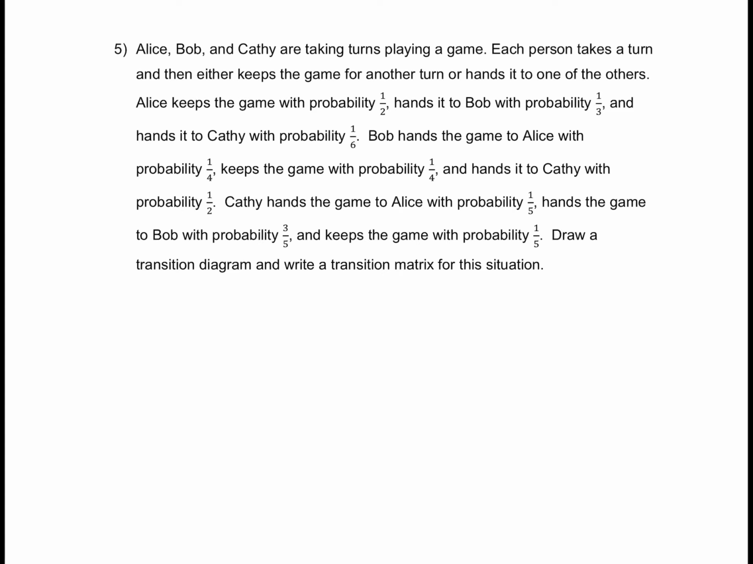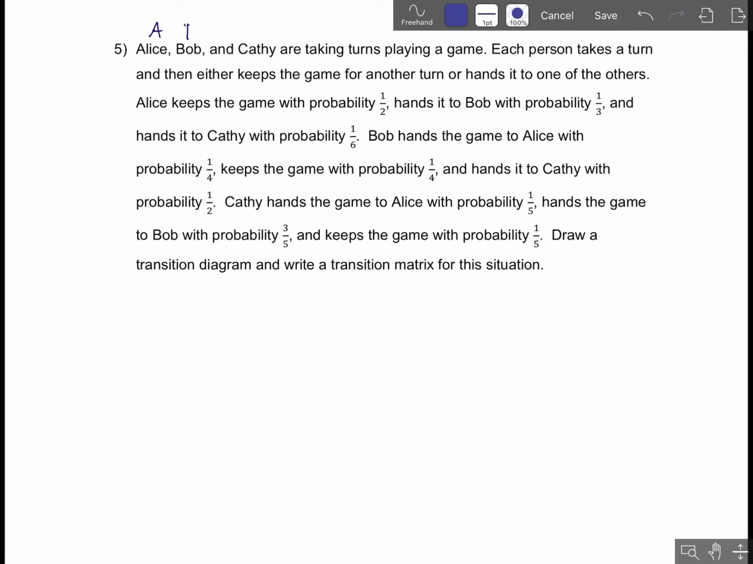So Alice, Bob, and Kathy are taking turns playing a game. I'm going to just label them A, B, and C for convenience. Each person is taking a turn, and then they either decide to keep the game for a second turn or hand it over to one of the others. And we have these transition probabilities given to us in the prompt. So if you want, you can pause the video and read through the prompt. I'm just going to collect the information as we need it.